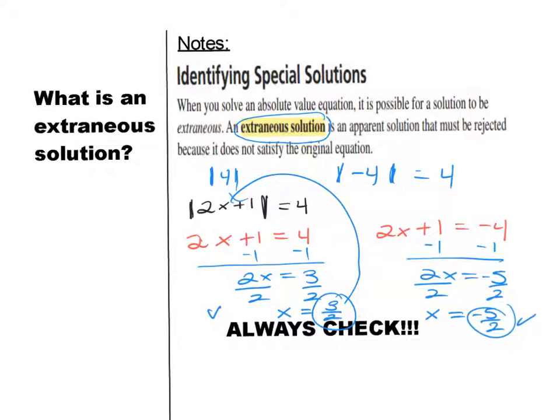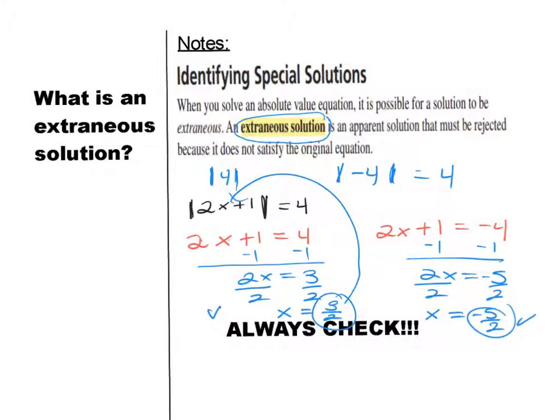Then what you have is called an extraneous solution. It's an apparent solution that has to be rejected. It doesn't work. That's why it's always important with absolute value equations that you always check your answer. Does that make sense? Do you have questions about that? Yes, no?